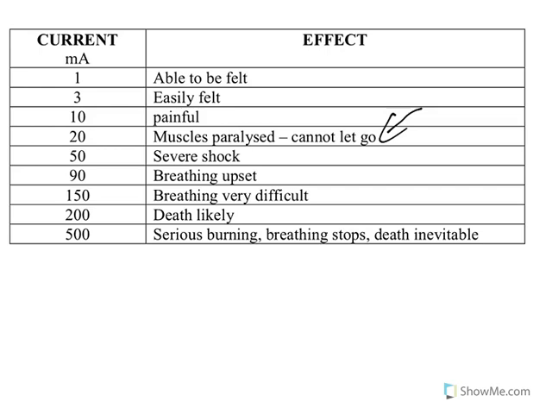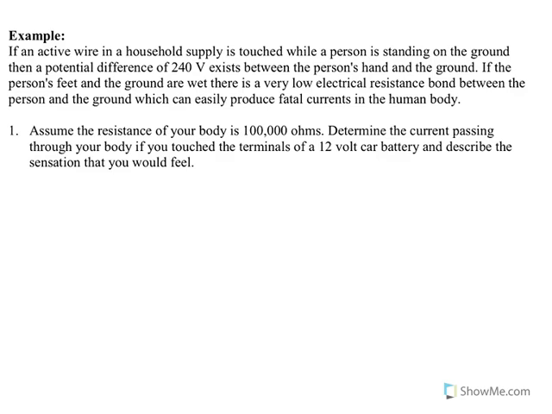All right. So let's have a look at an example of our body and what sort of currents might typically pass through it. Here's an example. We've got a household supply. Household supply is always 240 volts. Whenever you read anything that says household, always 240. Person's feet are wet, low electrical resistance, could be fatal. All right, so let's have a look.